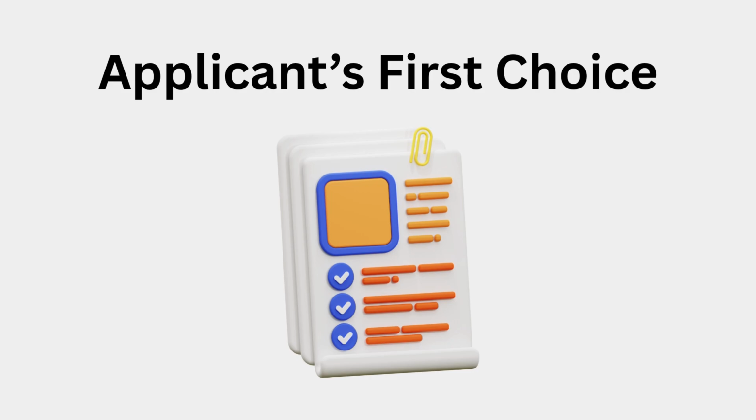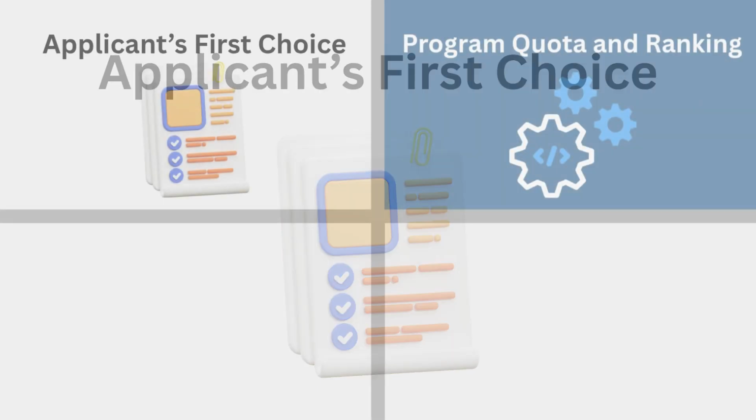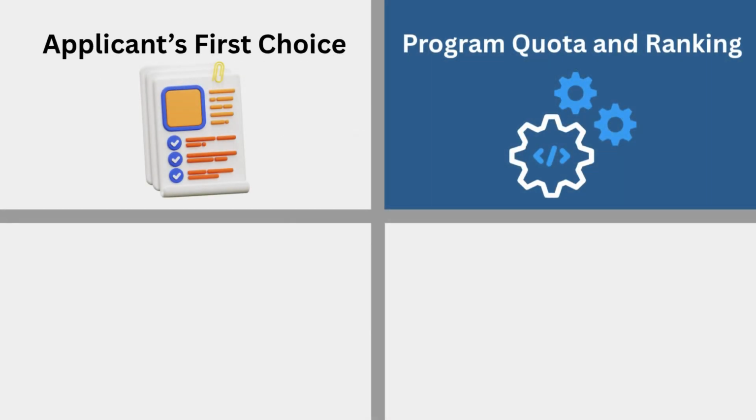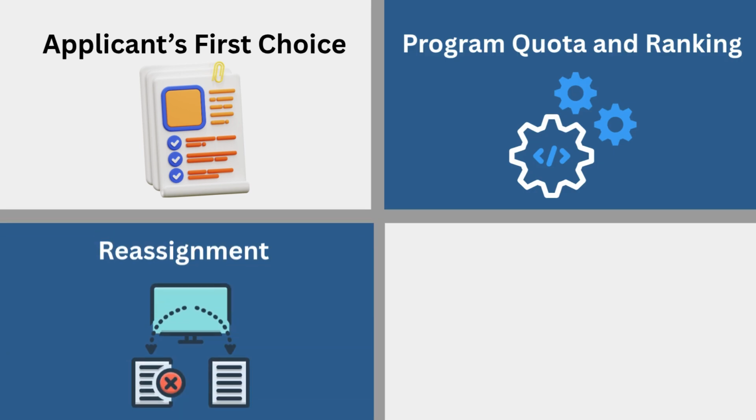If a program has an open position and rank the applicant, the applicant is tentatively matched. Step 2. Program quota and ranking. If the program is full or reviews its rank list, and the new applicant ranks higher than someone already tentatively matched, the lower-ranked applicant is bumped and returns to the pool. Step 3. Reassignment. The bumped applicant is then considered for their next choice.